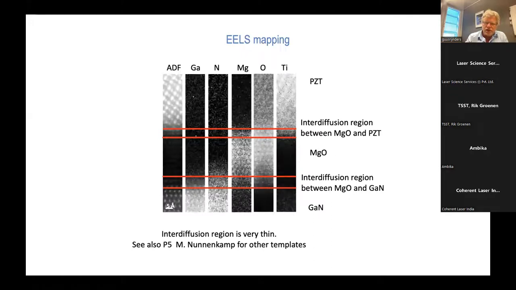We also checked with EELS measurements, where we checked the composition at these interfaces, and we could see a very small region between the gallium nitride and magnesium oxide, or the PZT and the magnesium oxide, where we have interdiffusion. Actually, this is going to the limit of our electron microscope.